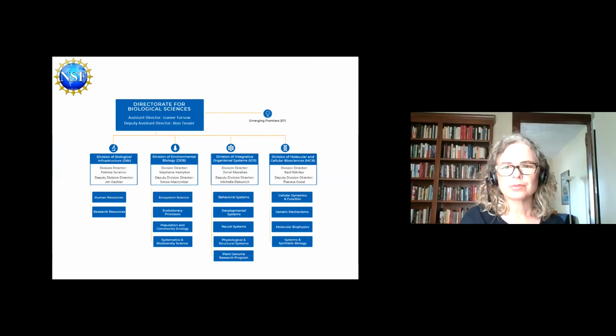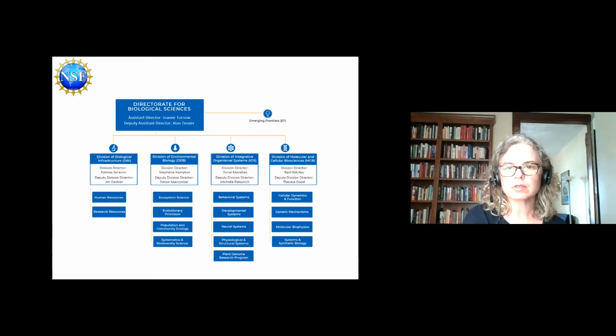So here's a little org chart that you might find useful just to focus on the blue boxes down here at the bottom. These are the different programs that are distributed among those divisions, and you might find one that resonates with you that sounds like the kind of research you do. So for example, if you're a systematist, the Systematics and Biodiversity Science cluster, mine, would be the one that funds research similar to what you would like to do.